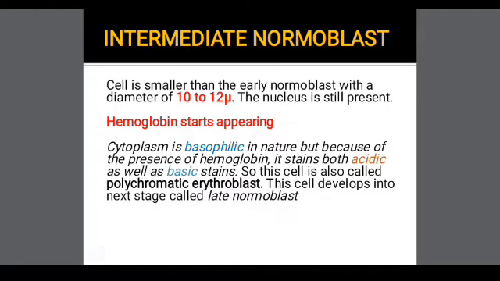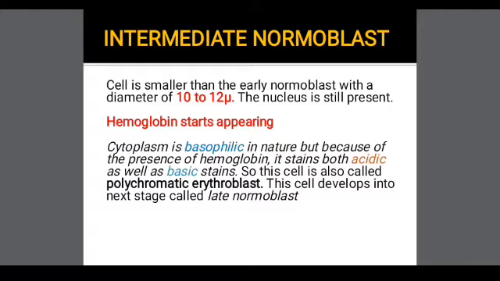So let's write on. In intermediate normoblast, the cell is smaller than the early normoblast with a diameter of about 10 to 12 micrometers. The nucleus is still present. Now, something very important happens at this stage. Hemoglobin starts appearing. In the first stage, the synthesis of hemoglobin starts, but it's at this stage that hemoglobin starts appearing. The cytoplasm is basophilic in nature, but because of the presence of hemoglobin, it stains with both acidic as well as basic stains. So this cell is also called polychromatic erythroblast.